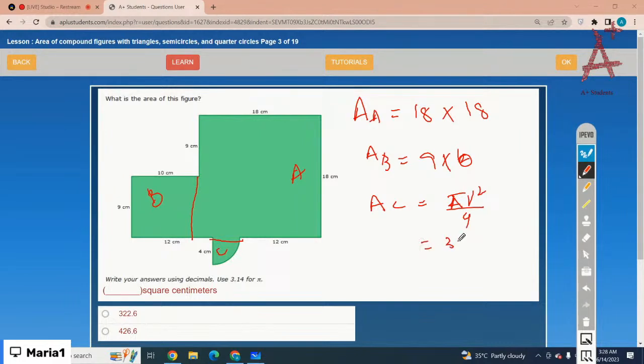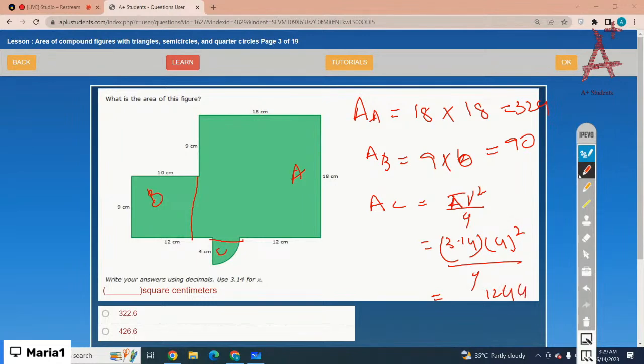Got it? It would be 3.14, radius is 4 square, divided by 4. Let me just calculate all the values. Got it? So you have 18 times 18 is 324. Then you have 10 times 9 is 90. And 16 times 3.14, it is 49.76 divided by 4. That is 12.44. So just add up all the values.